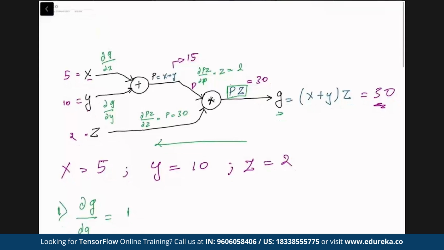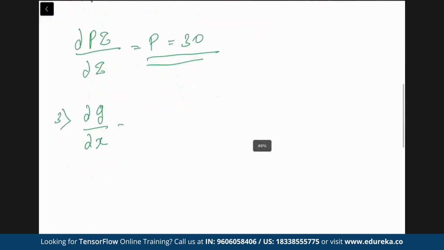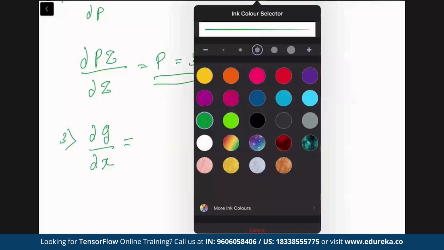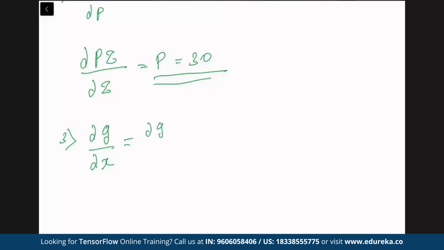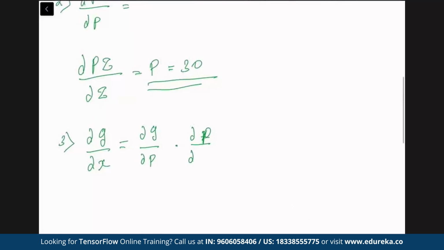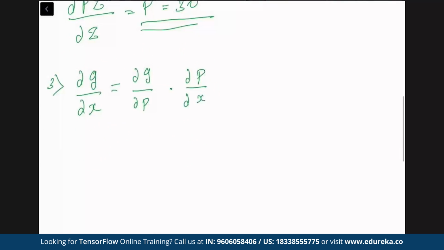Let me quickly take another color and show you. If you can see here, x is not directly related to g. x is related to g via p. And the same thing goes with y. So this is why we'll be performing the chain rule over here. And the way the chain rule works is something like this. This dou g would remain the same, and then as it's via p, it's going to be dou g by dou p times dou p by dou x.